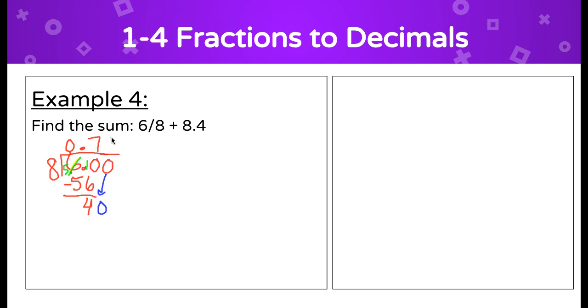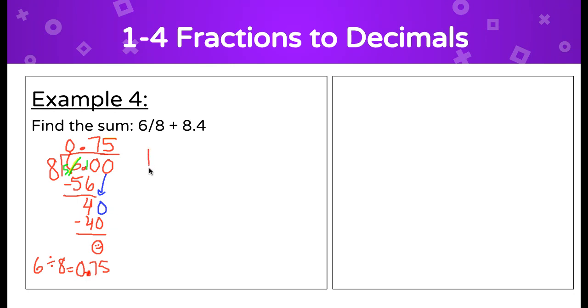And 8 goes into 40 5 times. So 5 times 8 is 40. And then we get that 0 that we're looking for. That tells us we're done. So 6/8 is equal to 0.75. And if you wanted to check in your calculator, you could just divide 6 divided by 8. It should give you also 0.75.